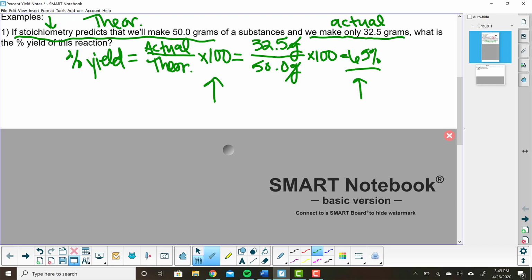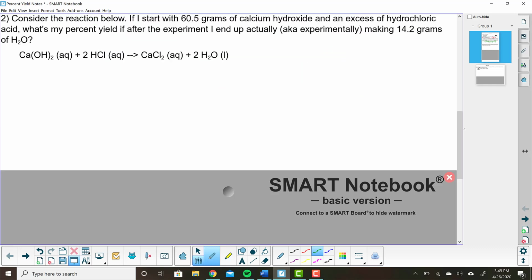Let's look at another example. Consider the reaction below, and then there's the equation there. If I start with 60.5 grams of calcium hydroxide and an excess of hydrochloric acid, what's my percent yield if after the experiment I end up actually, aka experimentally, making 14.2 grams of water?